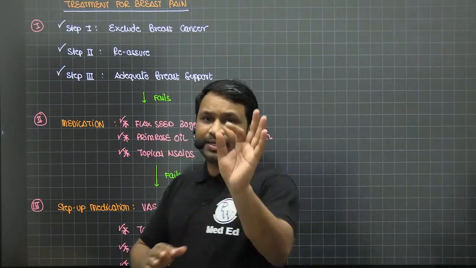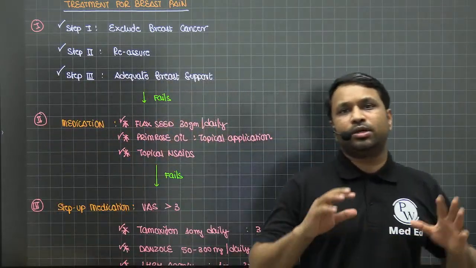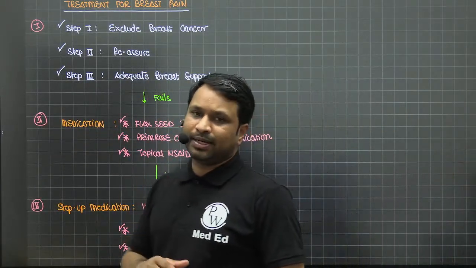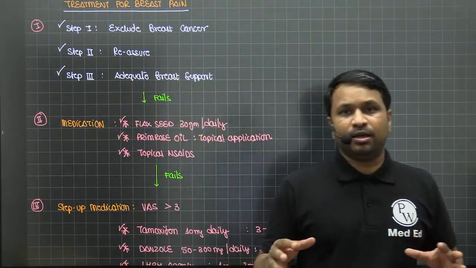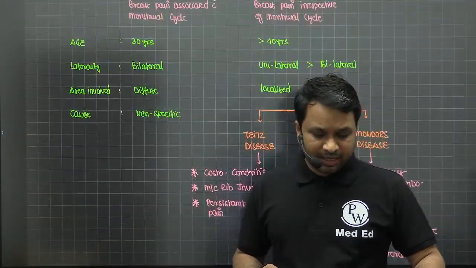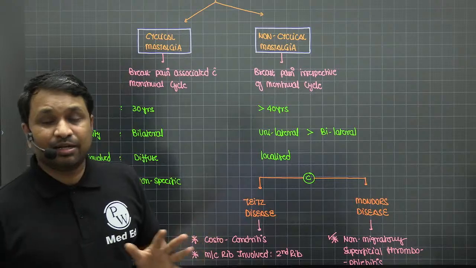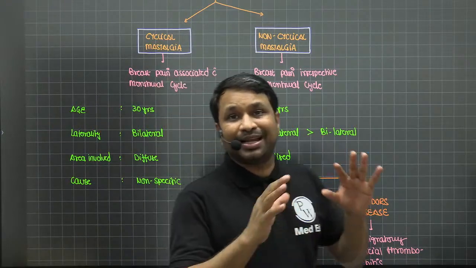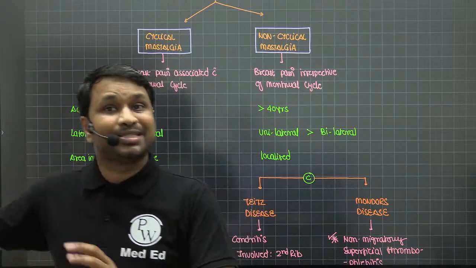So, guys, today's topic is very, very important because this is what you're going to encounter very often in your OPD as well as in your clinical postings. When a patient comes to you with breast pain, step number 1 is to see whether it is a cyclical or a non-cyclical mastalgia. Cyclical mastalgia basically means the pain that coexists with the menstrual cycle. Non-cyclical mastalgia is a pain that does not coexist with the menstrual cycle.